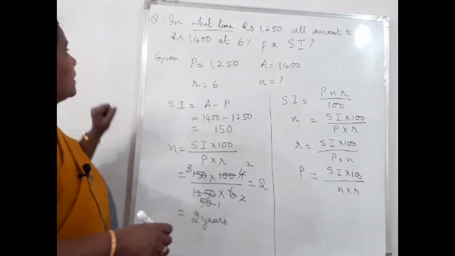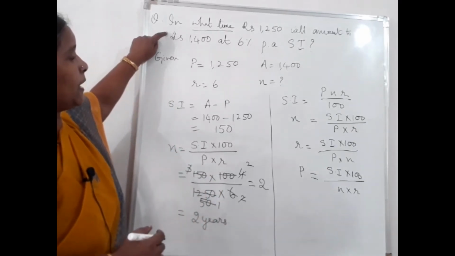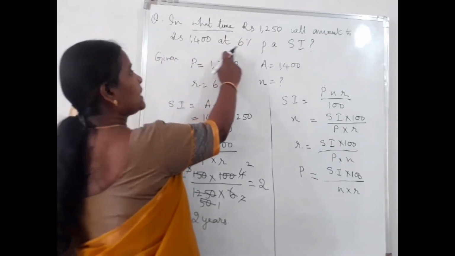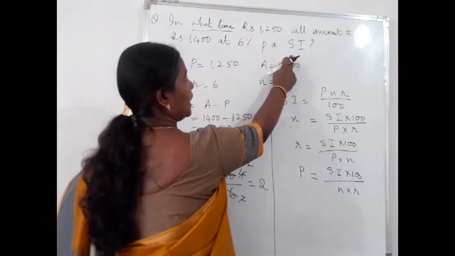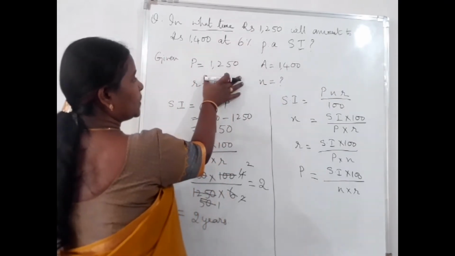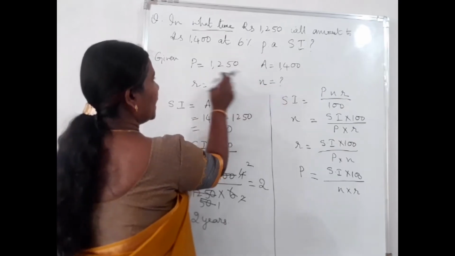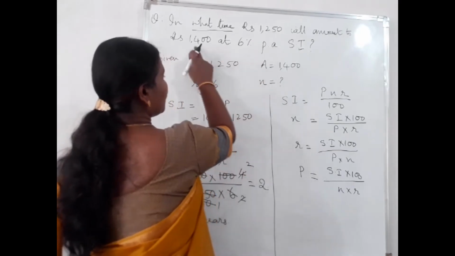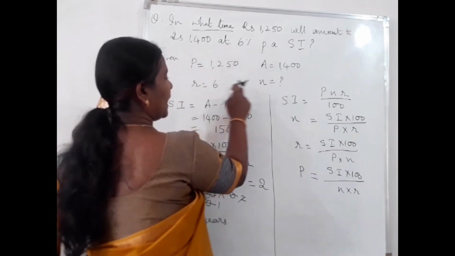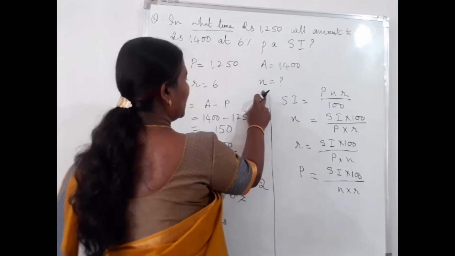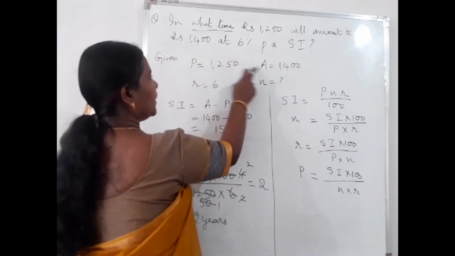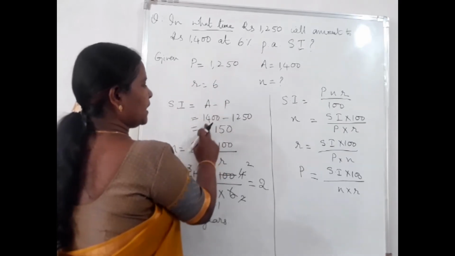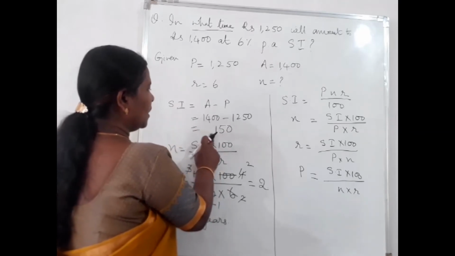Now see the question again: in what time will rupees 1250 amount to rupees 1400 at 6% per annum simple interest? I first wrote what information is given and what we are asked to find. P is 1250, amount is 1400, rate is 6, and N we are asked to find. When amount and principal are given, the difference between them becomes simple interest. So amount minus P is 150, and now we know simple interest.